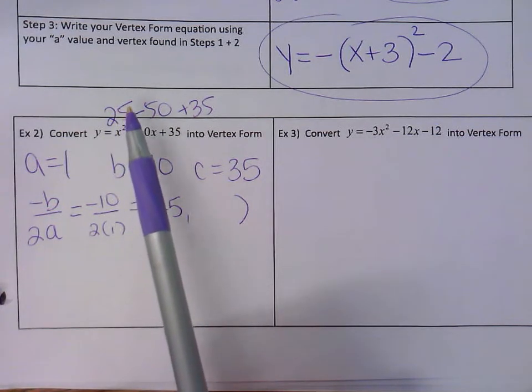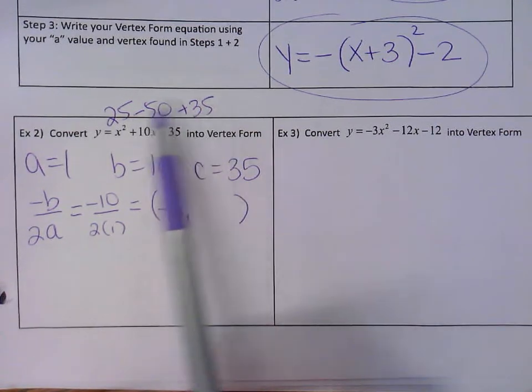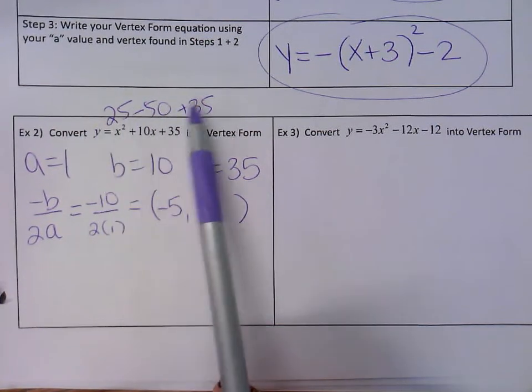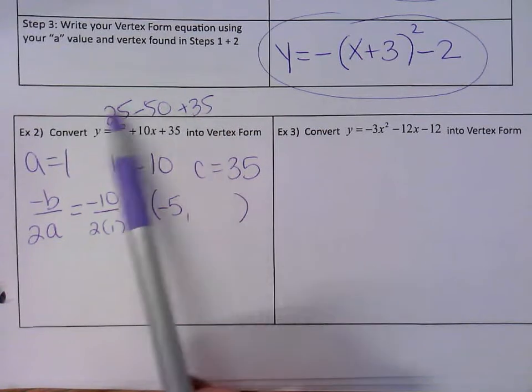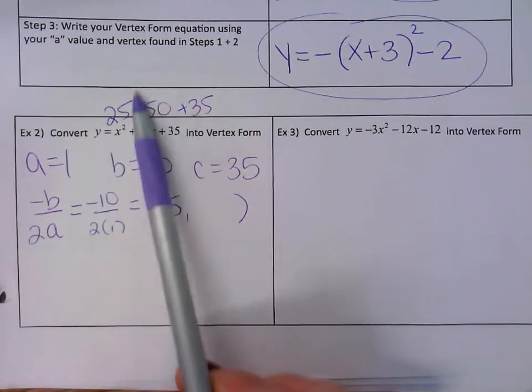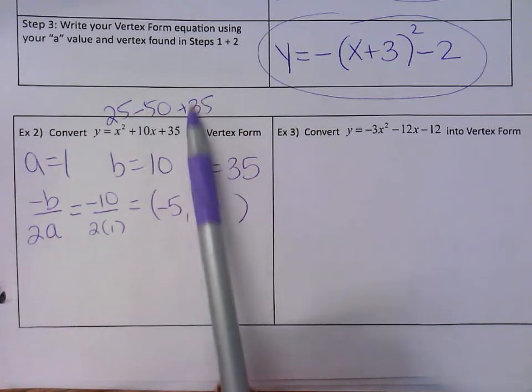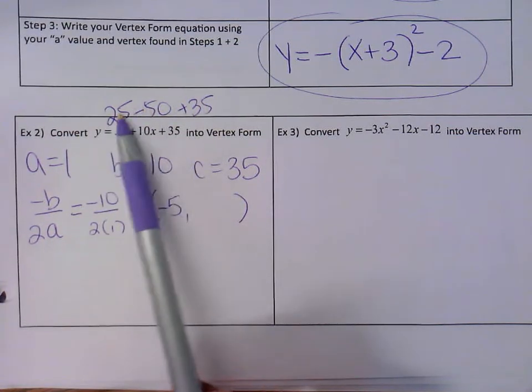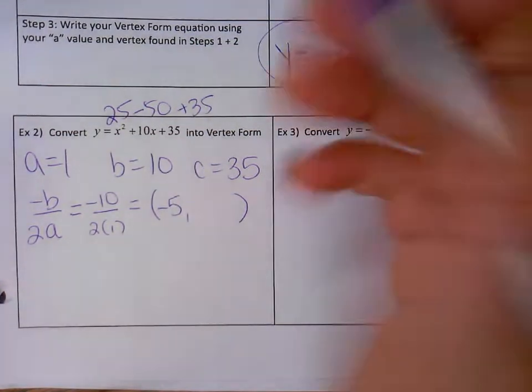What would be 25 plus 35? Yeah, this is 60 together, right? I'm only subtracting 50. I think you guys distributed the negative to the 35 as well. But this gives me negative 25 plus 35 is positive 10.